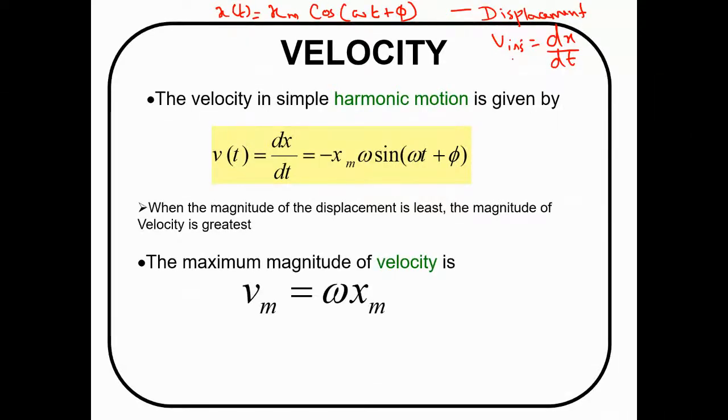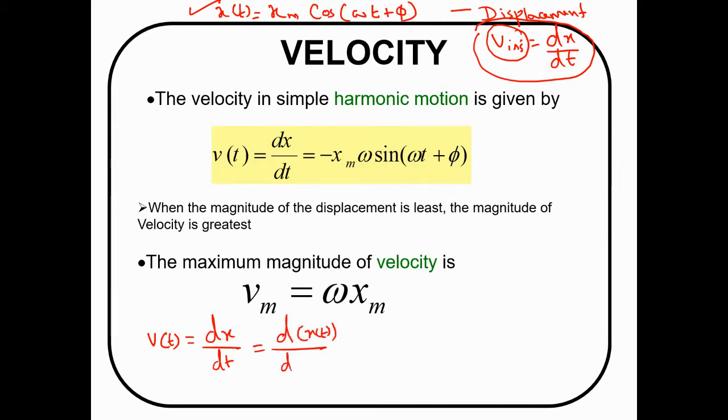Now I am going to apply this rule in this equation to find our velocity equation. So how you have to do, my dear brother, listen carefully. V of t, that means the velocity in terms of time, is equal to my displacement differentiated over time, that means d of x of t divided by dt. Am I right? Yes, you're right.